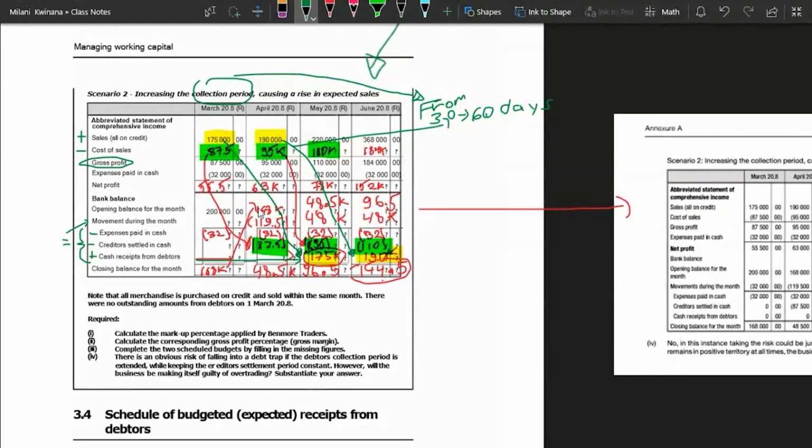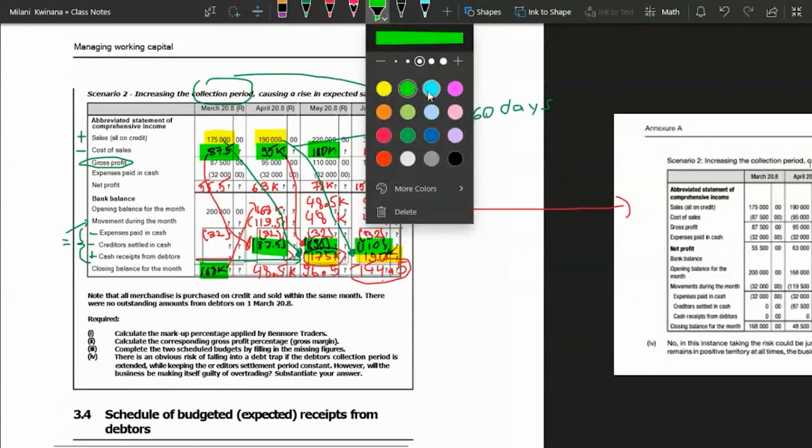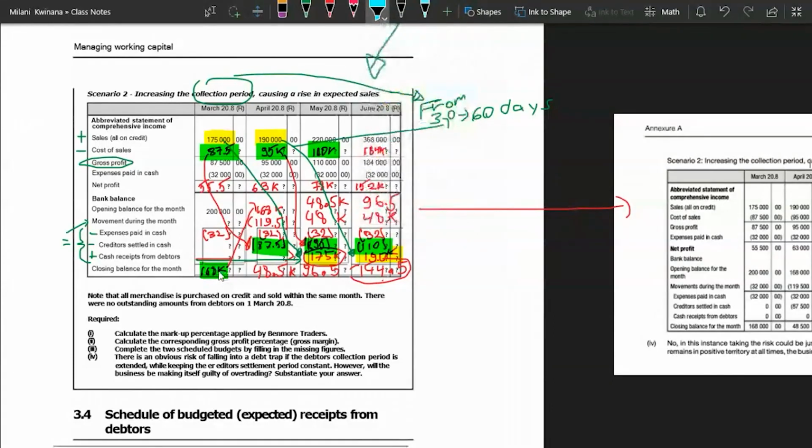Milani, that was Luco speaking. Milani, do we agree on that? Luco, do we agree on that? Yes, sir. I agree. Okay. So the closing balance for one month is the opening balance of the other month. That's all.